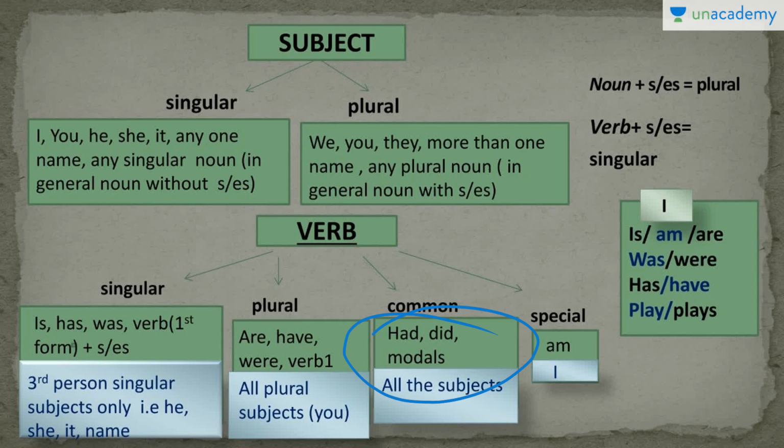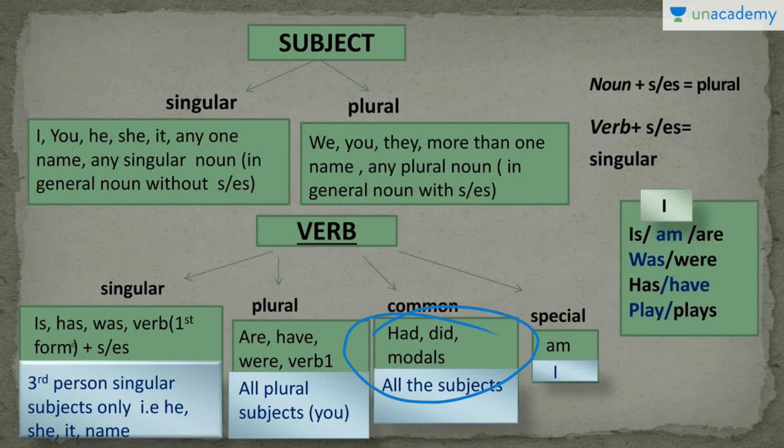These are modals. Let's take an example of both singular subject and plural subject and just try to apply these common verbs with them. So, let's take he as an example as a singular subject. So, can I say he had, he did, or he can? Yes, I can say all of them are correct. Now, let's take an example of a plural subject, they. They had, they did, they can. Yes, all of them are correct. So that means that common verbs can be used with both singular and plural subjects.